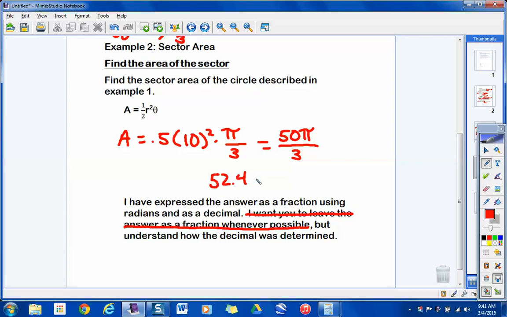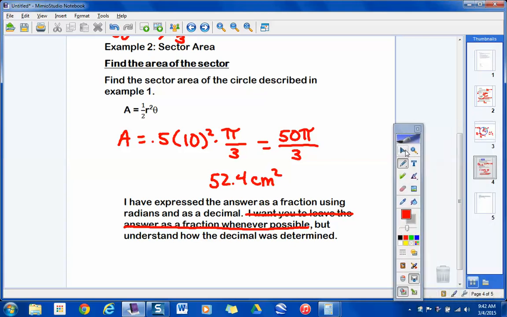And that would be square centimeters, right? So if I have a square centimeter, which is about the size of, trying to find something up here that would be a square centimeter. If I could make a square eraser here, that'd be about the size of a square centimeter. So how many of those are inside of that sector? 52.4. Okay, how you guys feeling about this? Good? Any questions so far? Okay, let's rock and roll.